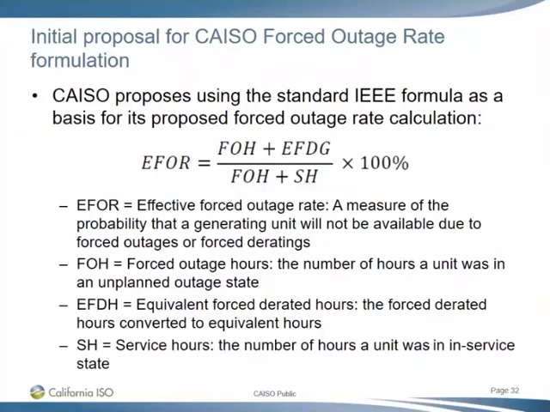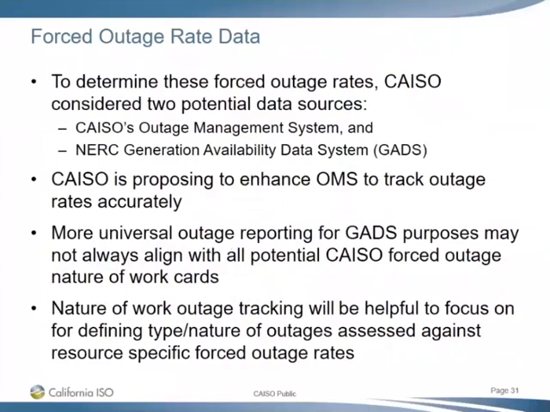Actually, the formula is wrong. That should be EFDH in the formula, not in the lower part down. Sorry, that was a typo. So for everyone on the phone, the G here in the upper part of the equation should actually be H, and it should match up with the third sub-bullet here, the equivalent force derated hours. Sorry about that typo.